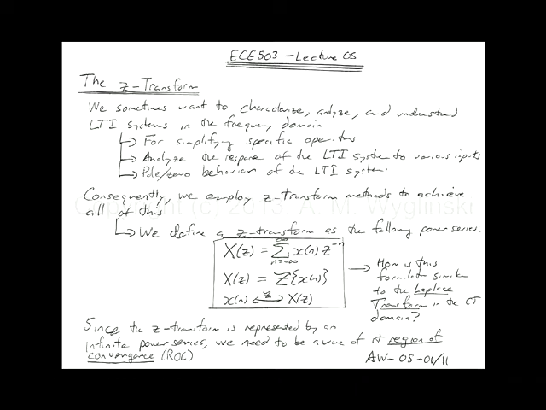And there are other notations. If you see me throughout the notes and throughout the rest of this course write X of z is equal to big swoopy Z squiggly brackets X of n, that's also my shorthand for saying take the Z transform of this thing. And then there's also this, which shows that there is a Z transform relationship between x of n and X of z. All right.